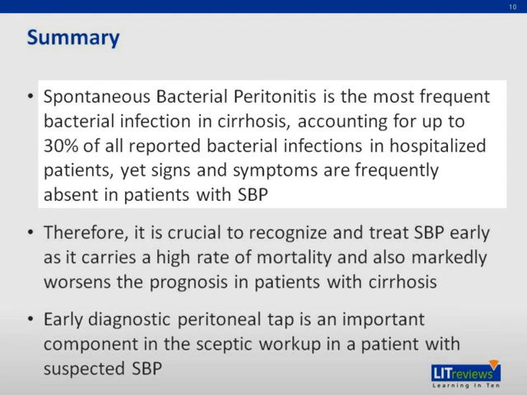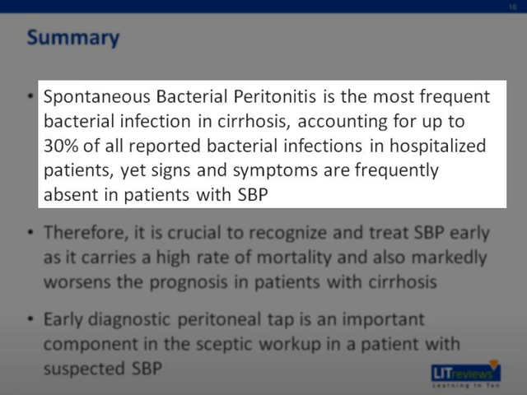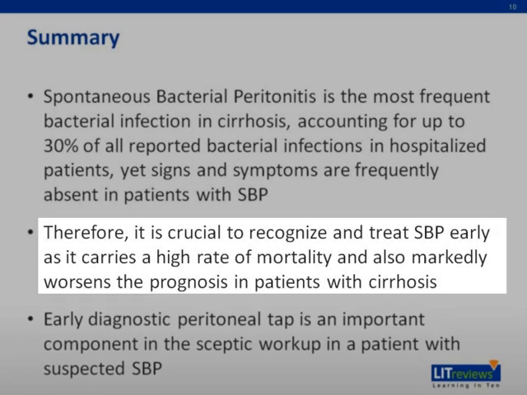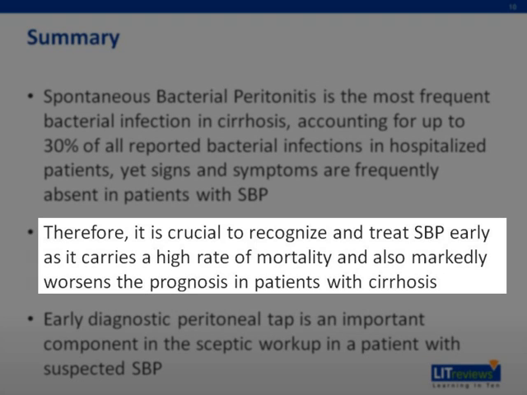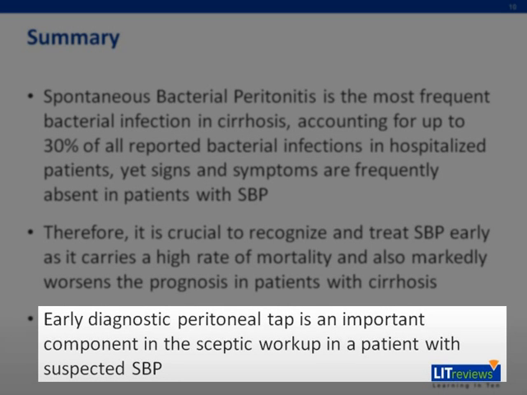In summary, spontaneous bacterial peritonitis is the most frequent bacterial infection in cirrhosis, accounting for up to 30% of all reported bacterial infections in hospitalized patients. Yet signs and symptoms are frequently absent in patients with SBP. Therefore, it is crucial to recognize and treat SBP early, as it carries a high rate of mortality and also markedly worsens the prognosis in patients with cirrhosis. Early diagnostic peritoneal tap is an important component in the septic workup in a patient with suspected SBP.